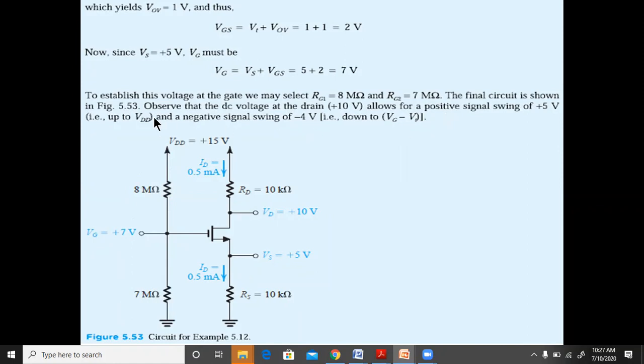So the final circuit is shown in the figure over here. Observe that the DC voltage at the drain is equal to 10 volts, allowing a positive signal swing of plus 5 volts, that is up to VDD. So this value can go up when an input signal is applied. This value can go up till 15 volts. So the signal swing is 5 volts, from 10 to 15. That is what he's explaining here.